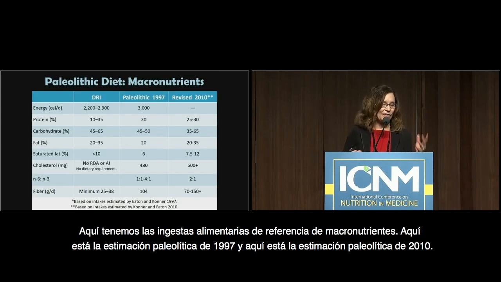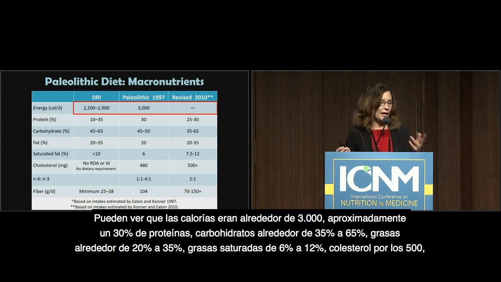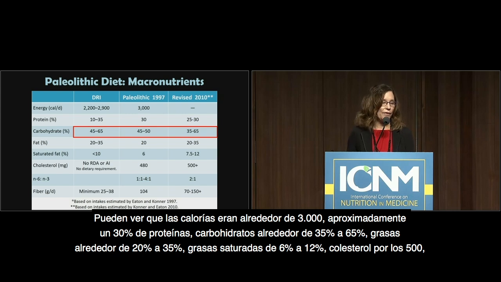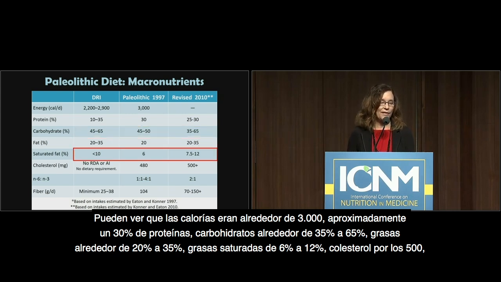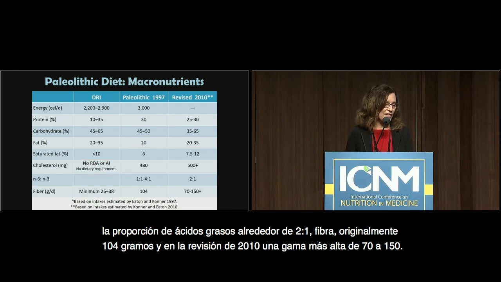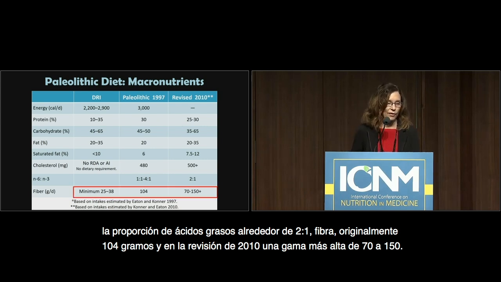And here is the DRIs for macronutrients. Here's the Paleolithic estimates from 97, and here's the Paleolithic estimates from 2010. And you can see calories were about 3,000, protein about 30%, carbohydrate around 35 to 65%, fat around 20 to 35, saturated fat around 6 to 12, cholesterol around the 500, the ratio of essential fatty acids around 2 to 1, fiber, well, originally 104 grams, and in the revised 2010, a broader range of 70 to 150.